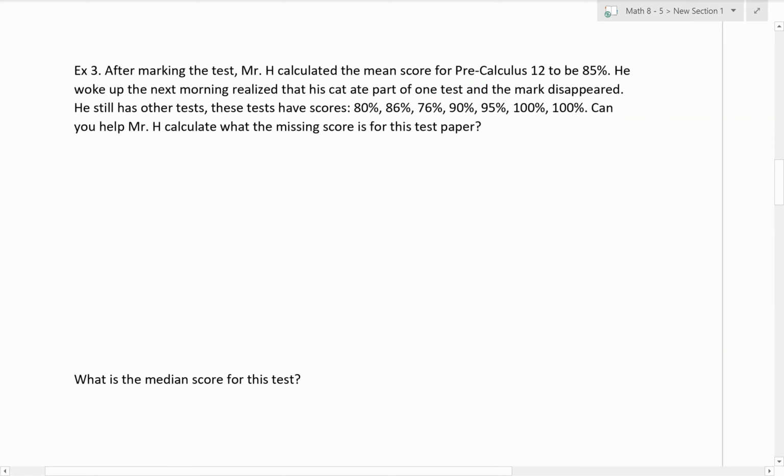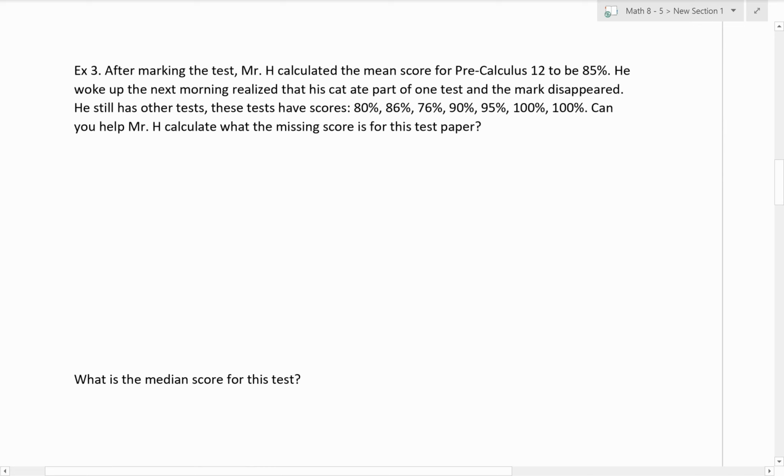It says, after marking the test, Mr. H calculated the mean score for the Pre-calculus 12 class to be 85%. And it's a pretty good test. However, he woke up the next morning and realized his cat ate part of one test, and the mark disappeared. He cannot remember what this student got.